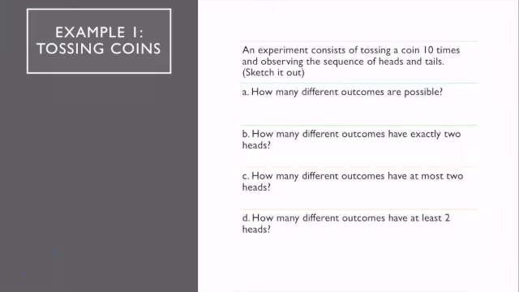An experiment consists of tossing a coin 10 times and observing the sequence of heads and tails. How many outcomes are possible? How many different outcomes have exactly 2 heads? How many different outcomes have at most 2 heads? Feel free to sketch this out if you wish, but I am going to show you the way to calculate these things using the multiplication principle and permutations and combinations that we've already learned.